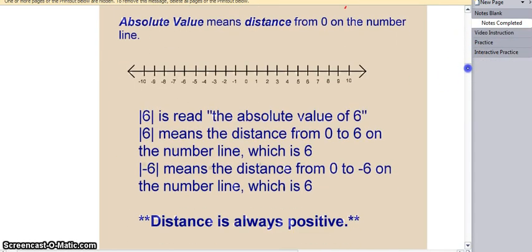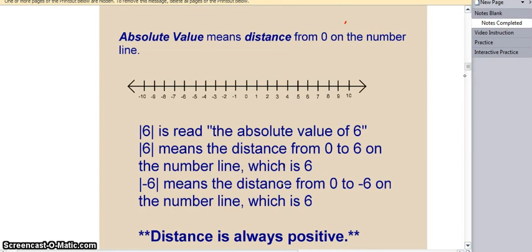Absolute value is different than opposite. Absolute value means distance. So the notation for absolute values is vertical lines around the number. So this is read the absolute value of 6. The absolute value of 6 means the distance from 0 to 6 on the number line, which is 6. So absolute value of 6 means I'm looking at 0 and I'm looking at 6, and I'm trying to figure out how many places I moved from 0 to get to 6. And that distance is 6.